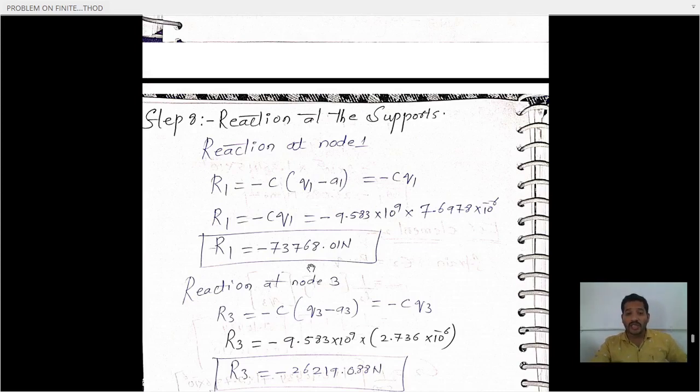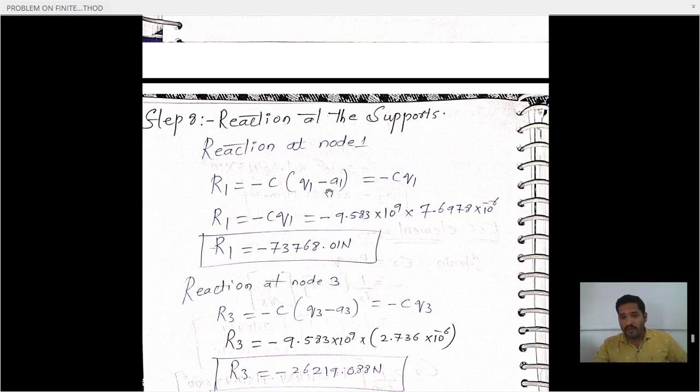After getting the values of sigma 1, ε1, sigma 2, ε2, then we need to find out the reaction at the support. First of all, we need to find out the reaction at node 1, because node 1 is the fixed end. Then which formula do we have to use? R1 is equal to minus C, Q1 minus A1.